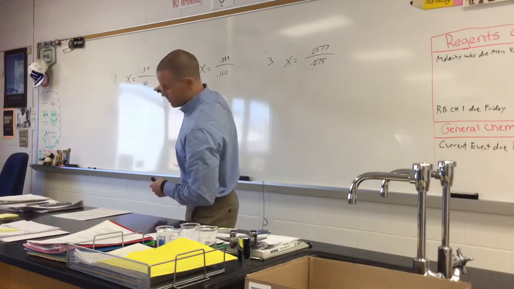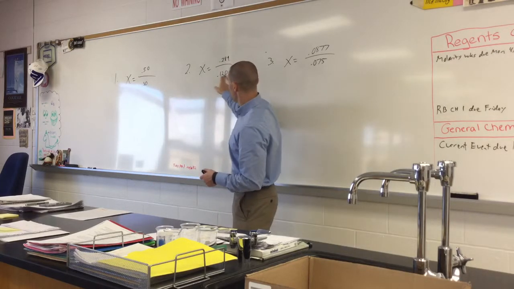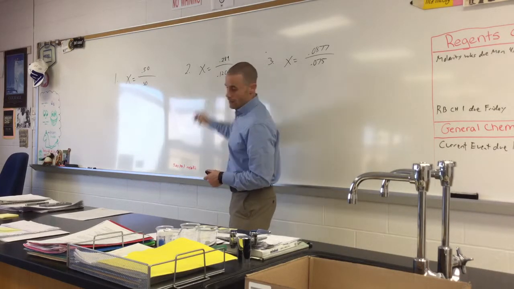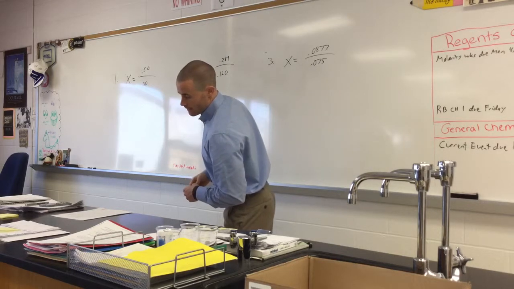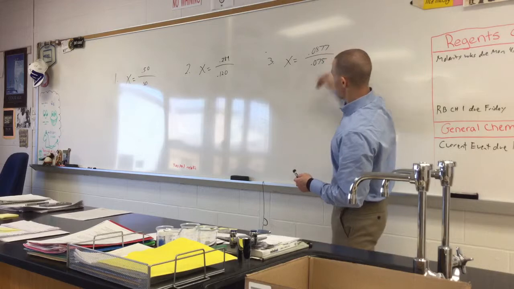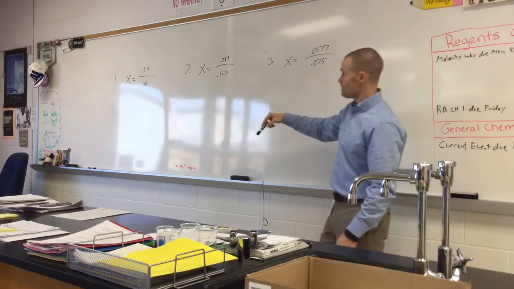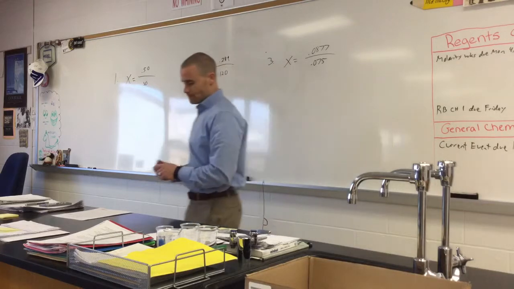Number 1, they gave us the liters, 0.3. Number 2, I had to convert it to liters by moving a 3 to the left. And then number 3, they gave us liters, 0.075. So again, moles divided by liters, that's using the molarity formula to solve for x, which is molarity. So now we just divide them.